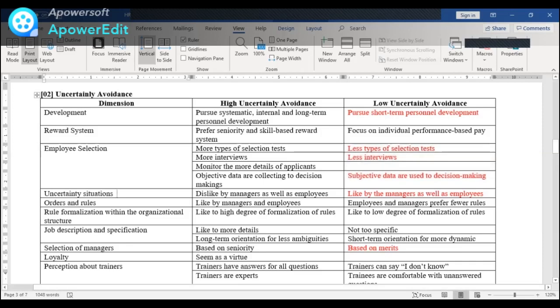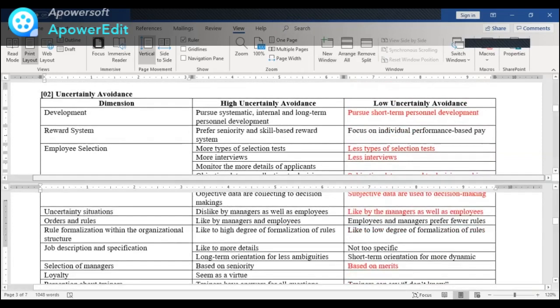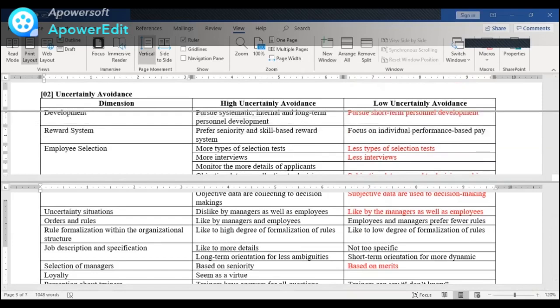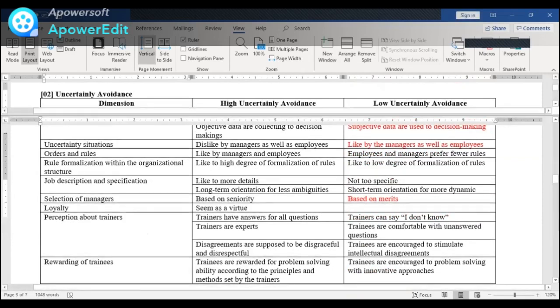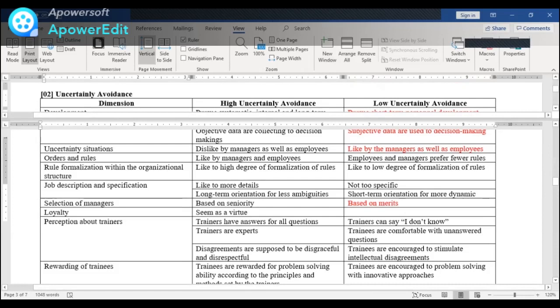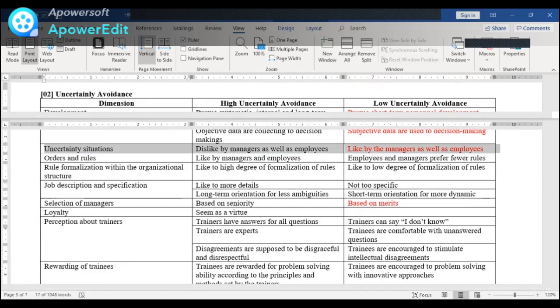Okay, then uncertainty situations. In high uncertainty avoidance culture, uncertain situations are disliked by managers as well as employees. They expect certain situations. But in low uncertainty avoidance context, managers and employees like uncertain situations.